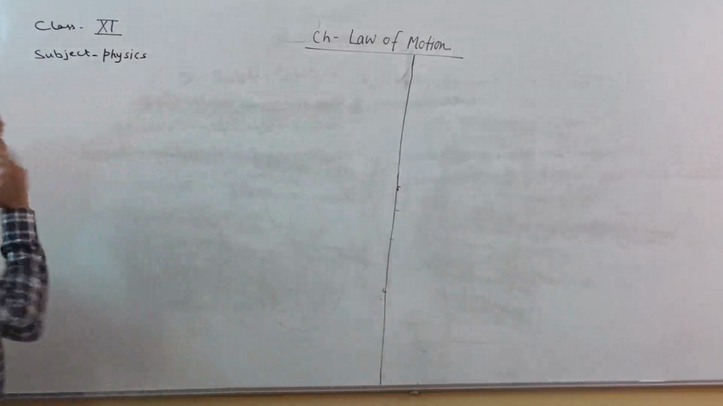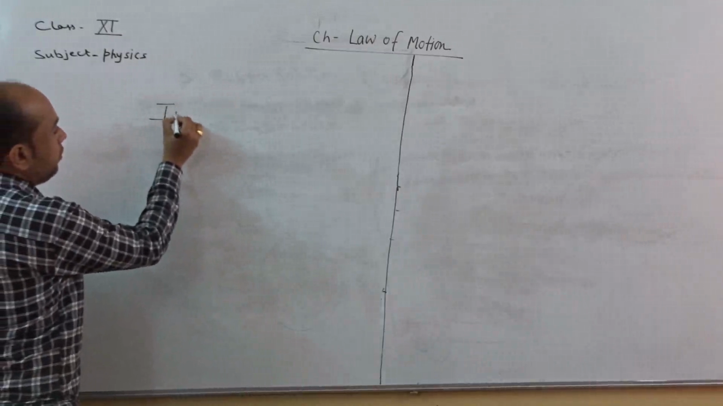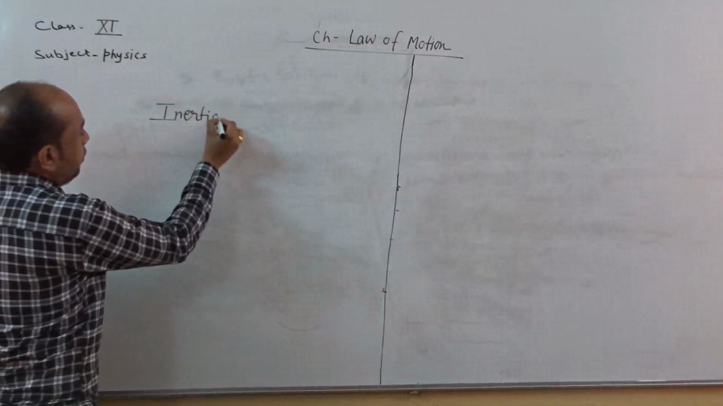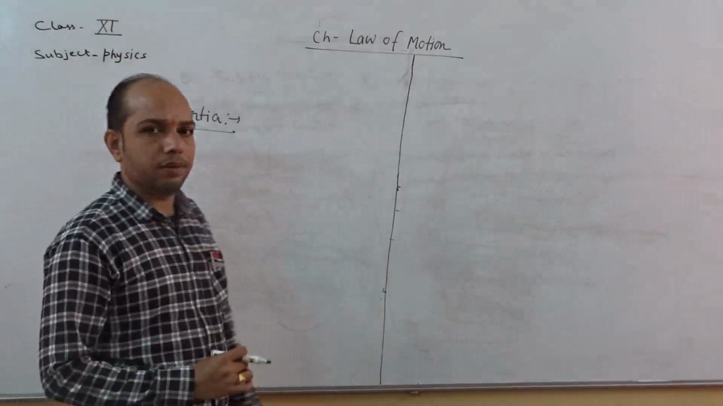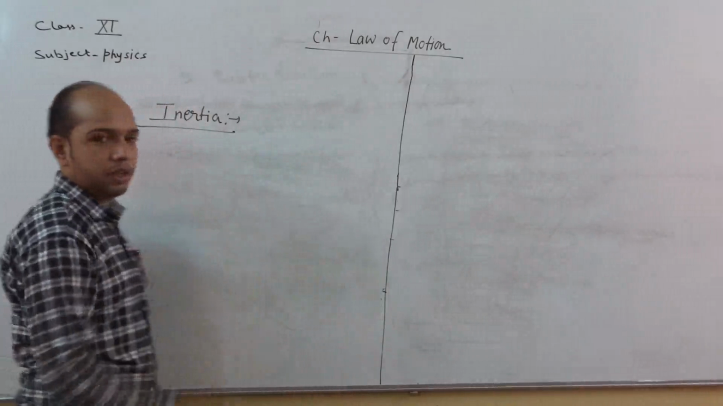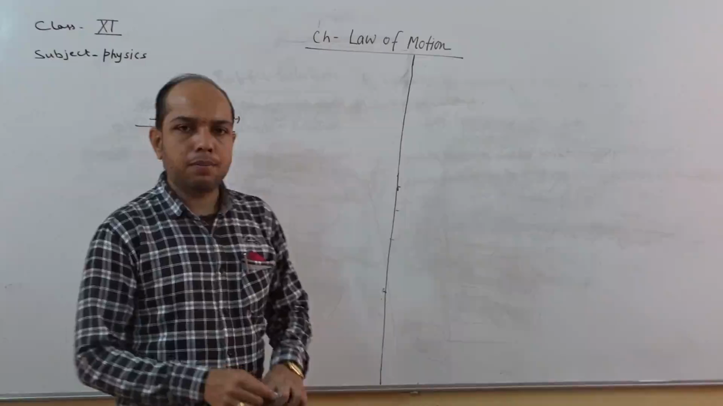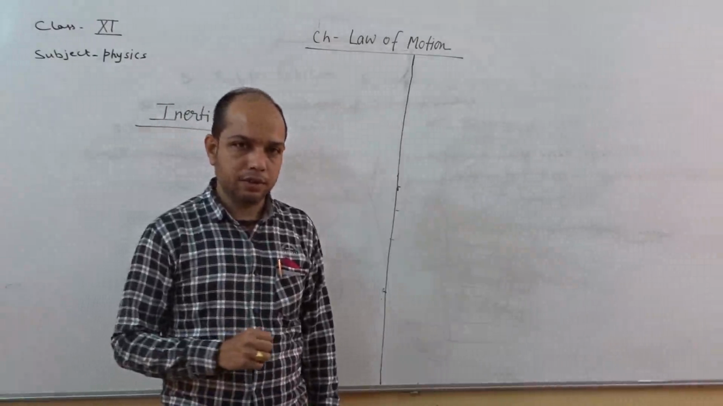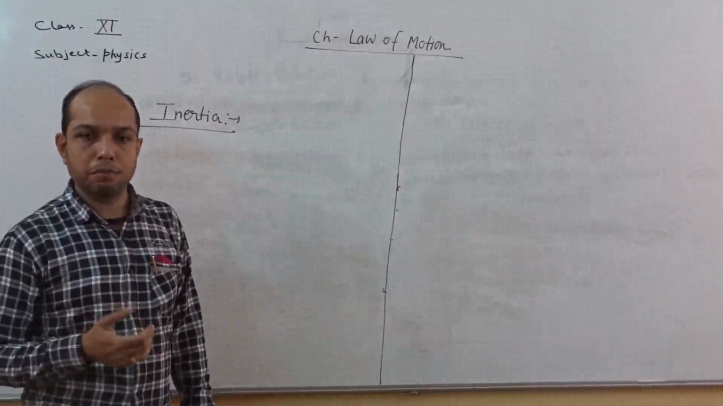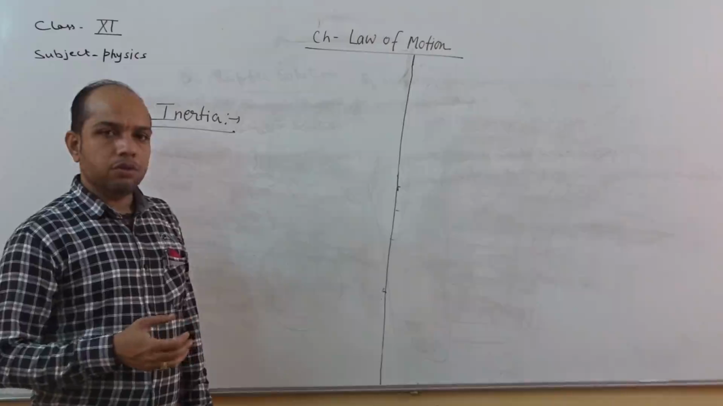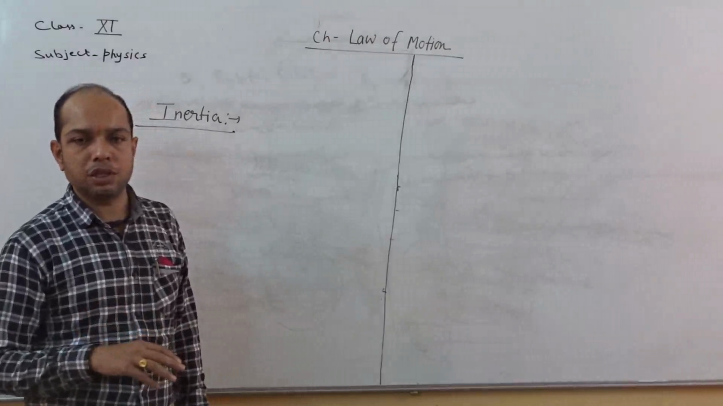Before we come to Newton's laws, first we go to inertia. This is a very important term. In theory classes we have already studied inertia. Inertia is an inherent property of an object. It states that any object cannot change its position by itself. No object in the universe can change its position by itself.